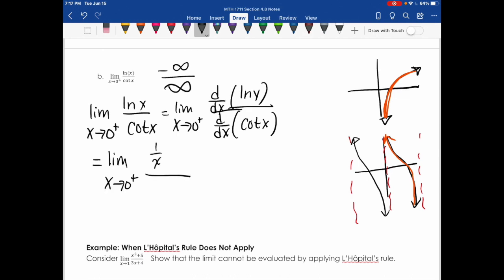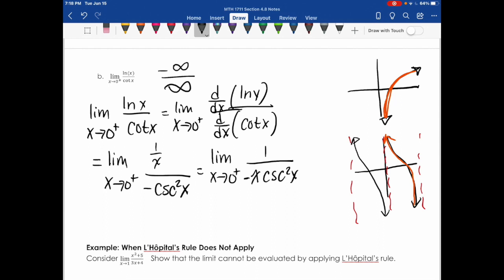Now, as I take the derivative of the natural log of x, I'm going to get 1 over x. When I take the derivative of cotangent of x, I'm going to get negative cosecant squared x. I can simplify this a bit by writing 1 over x cosecant squared x, and then throw the negative in front. I just took negative cosecant squared x over 1, and when you divide a fraction by a fraction, you flip and multiply, so we end up with 1 over negative x cosecant squared x.